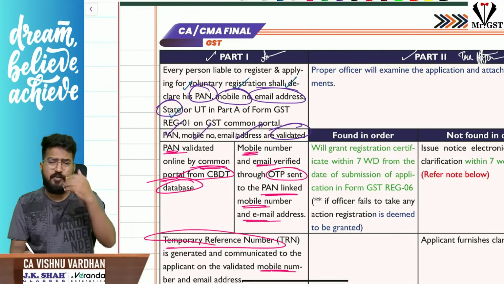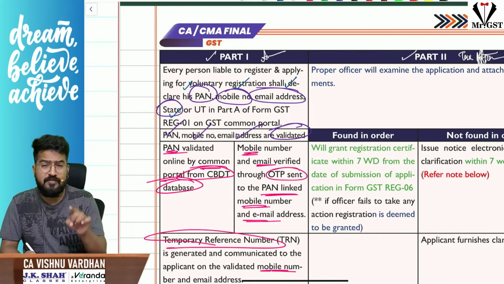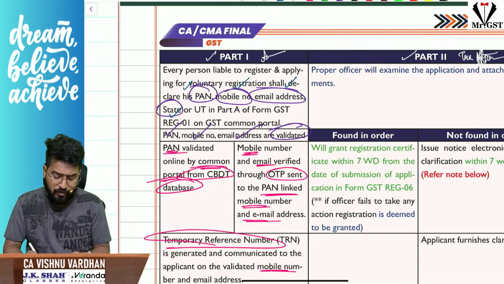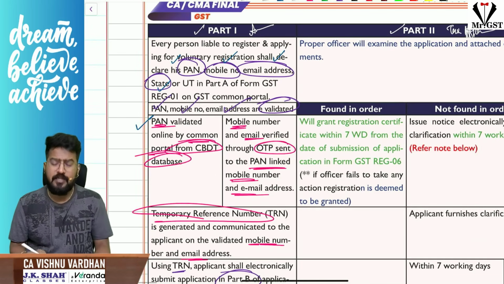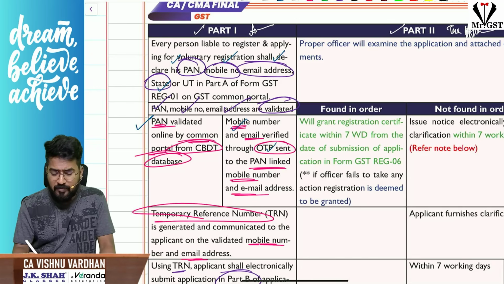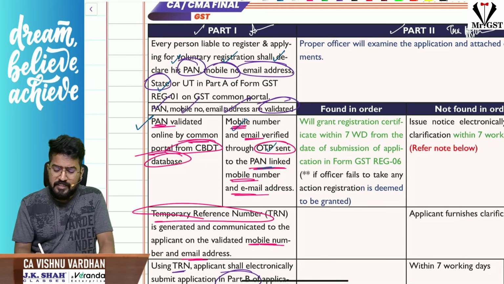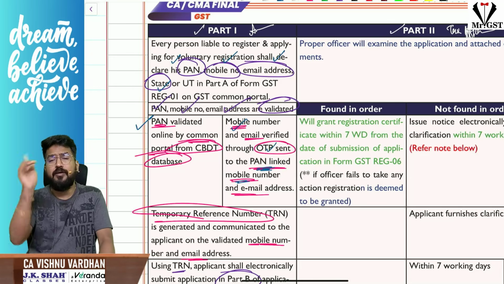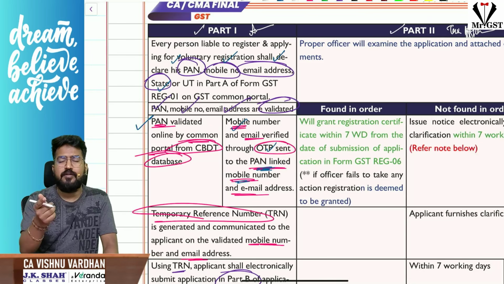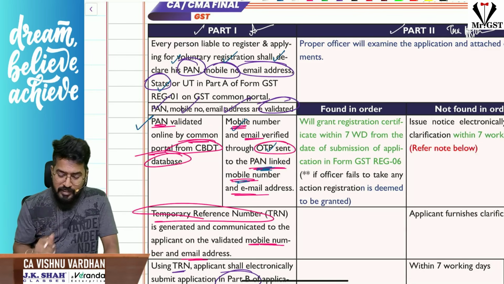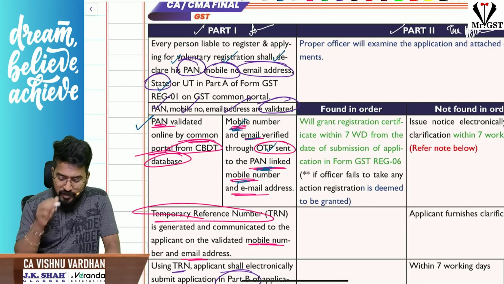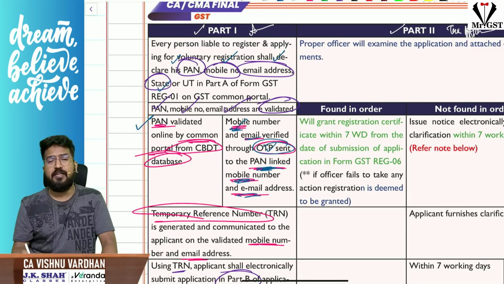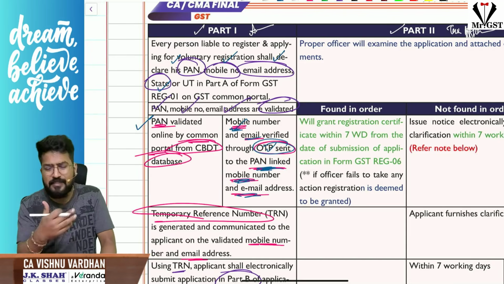First thing, when we are applying for registration, we should give our PAN number, mobile number and email ID and state. Whatever PAN you have given will be cross verified with the database of CBDT, Central Board of Direct Taxes, and your mobile number and mail ID will be verified through OTPs sent to the PAN linked mobile number and mail ID. Okay, that is another interesting thing, a recent change.